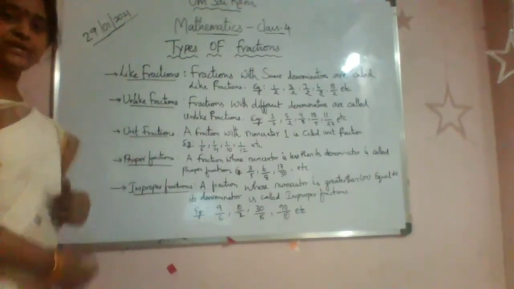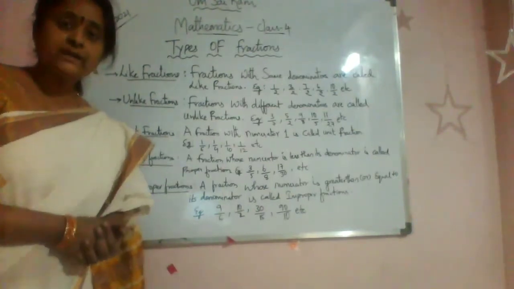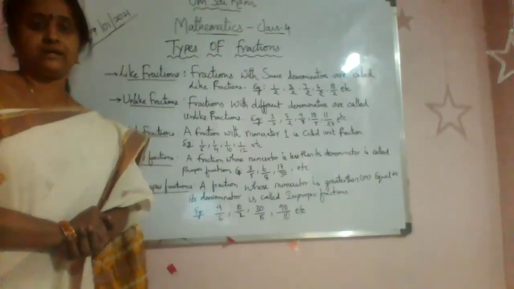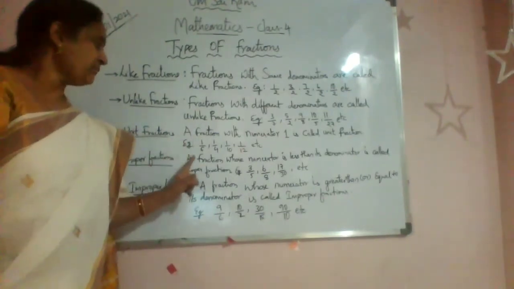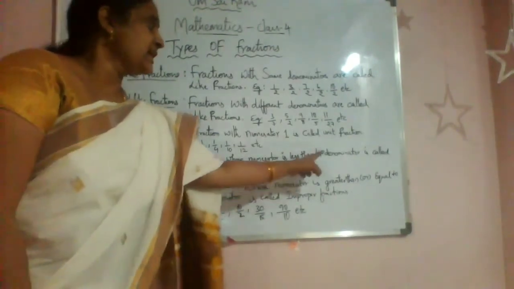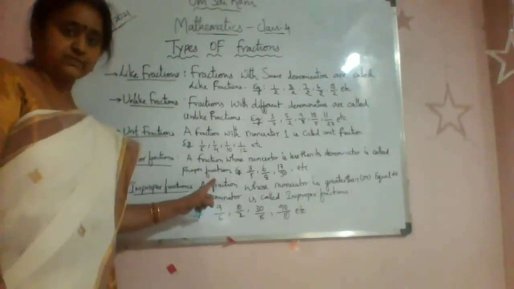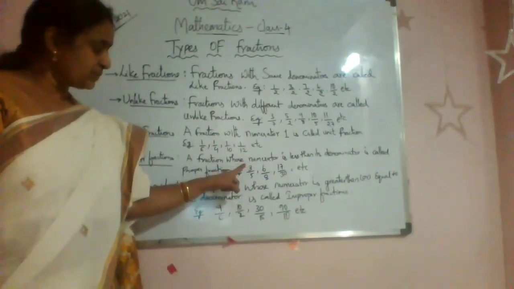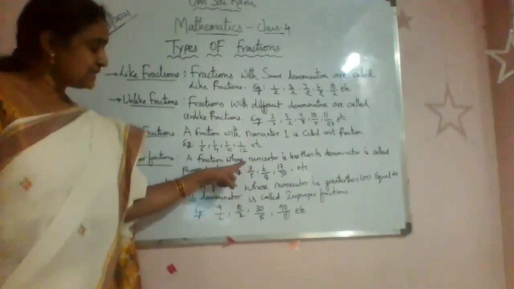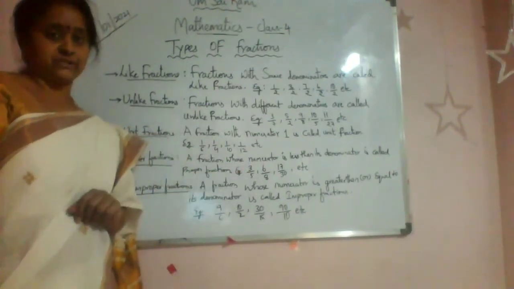Now, proper fraction. What is a proper fraction? If the numerator is less than the denominator, we can say it is a proper fraction. A fraction whose numerator is less than its denominator is said to be a proper fraction. Here observe the fraction 3 by 5. Here 3 is the numerator, 5 is the denominator. So 3 is lesser than 5. So it is a proper fraction.